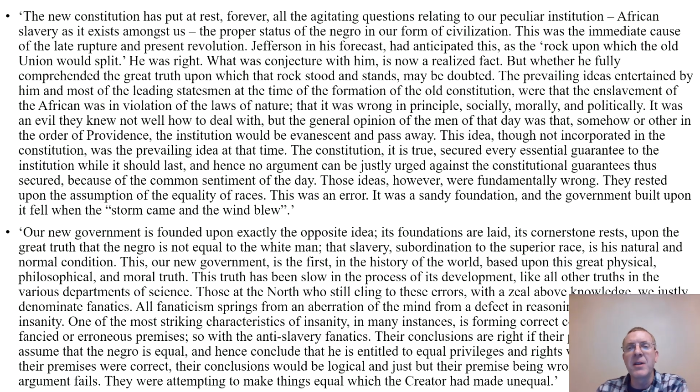But the general opinion of the men of that day was that somehow or other, in the order of providence, the institution would be evanescent and pass away. This idea, though not incorporated in the Constitution, was the prevailing idea at the time. The Constitution, it is true, secured every essential guarantee to the institution while it should last, and hence no argument can be justly urged against the constitutional guarantees thus secured, because of the common sentiment of the day. Those ideas, however, were fundamentally wrong. They rested upon the assumption of the equality of races. This was an error. It was a sandy foundation, and the government built upon it fell when the storm came and the wind blew.